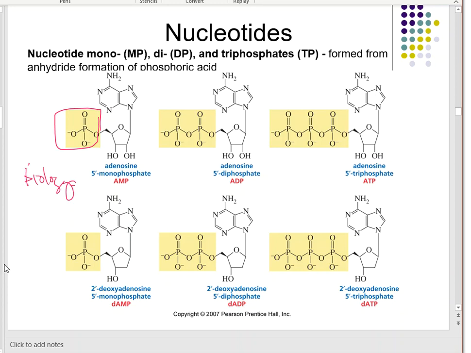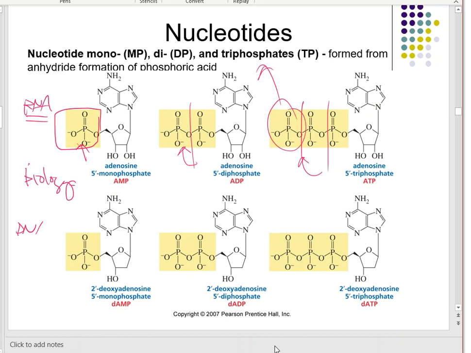So this is a nucleotide, and we can actually call this adenosine monophosphate because there's only 1 phosphate group there. And this is adenosine diphosphate because there's 2 of them. And this is adenosine triphosphate, ATP, because there's 3 of them. And each time that we remove one of these phosphate groups, we can release a little bit of energy. So this, again, is the RNA version.